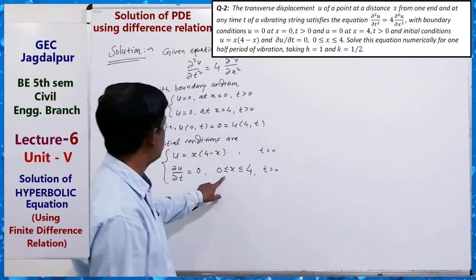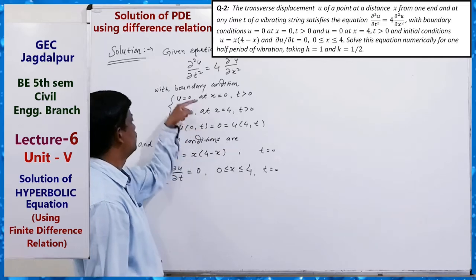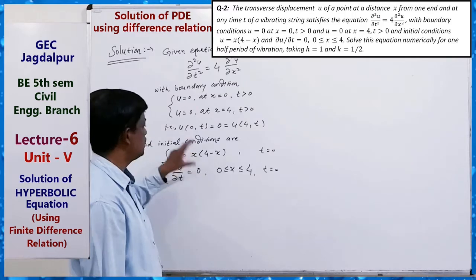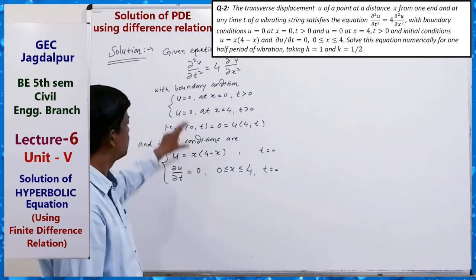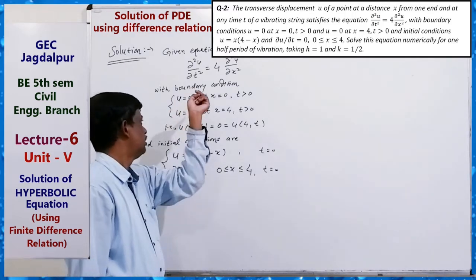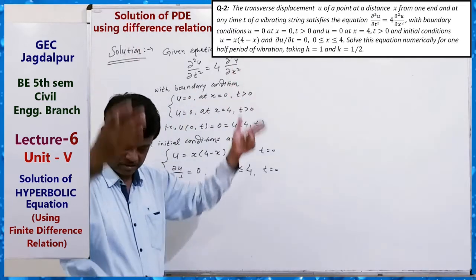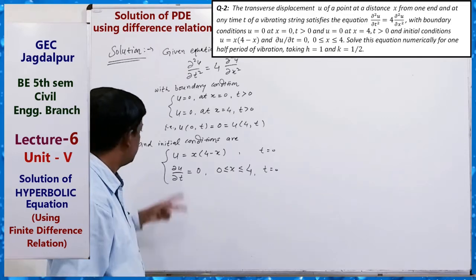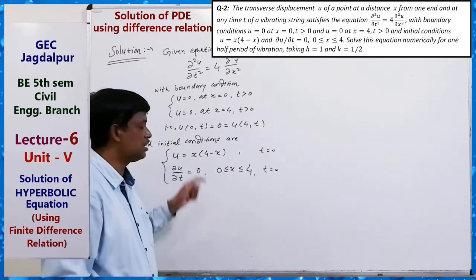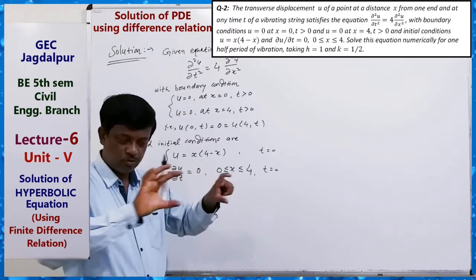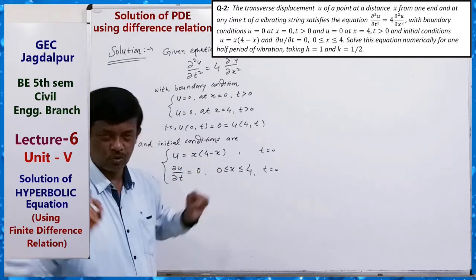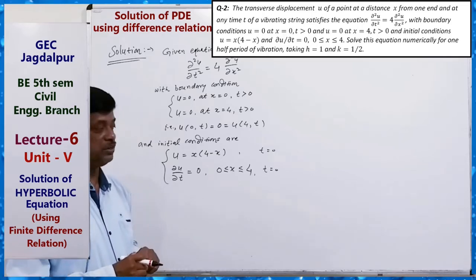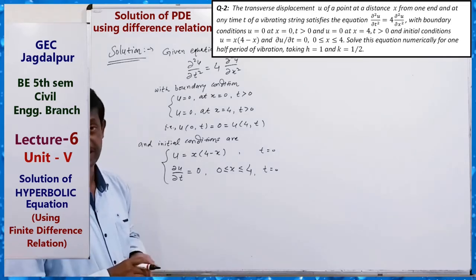Okay, and x is the boundary here, 0 to 4. This is the boundary condition, and this is the initial condition. By the boundary condition we can decide the first and last column values, and by using the initial condition we can get the first two rows. So first of all, we have to decide how many rows and columns will be in our table.